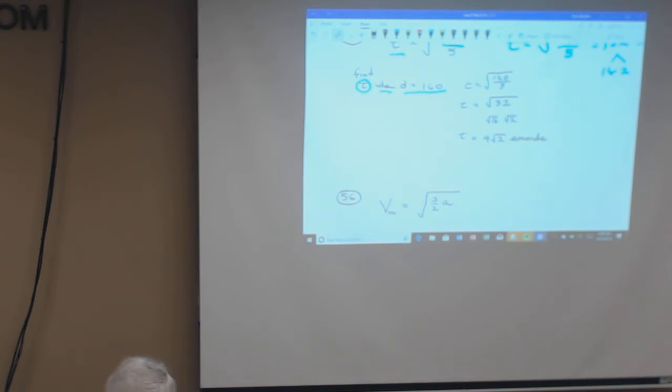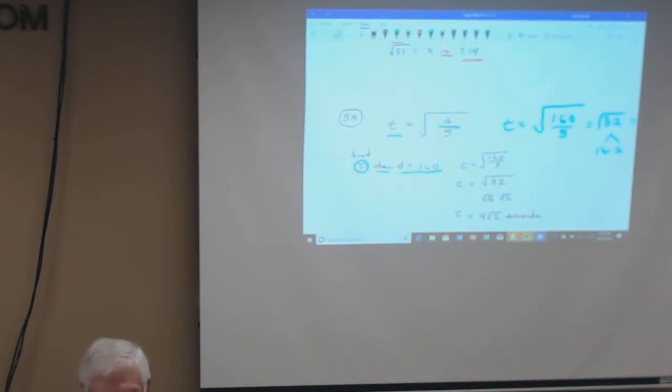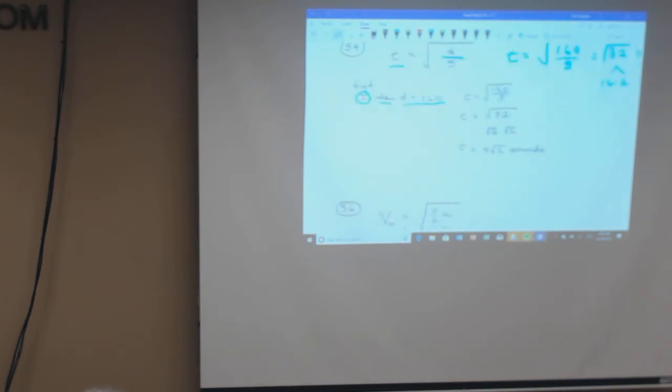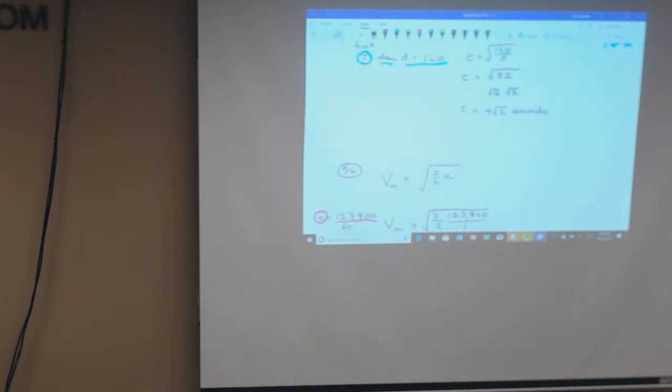Now, see, every one of these, maybe you're saying, where's that formula come from? Don't worry about it. Somebody came up with the formula and it just works. So let's go to 56 and work that one. V sub n equals the square root of 3/2 times a. Here's what that means. When you're at an altitude of a feet above the earth, your view in miles extends as far as the circle called the horizon, and it's given by this formula.